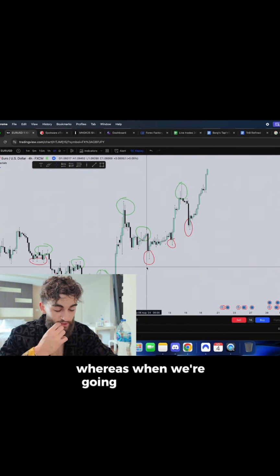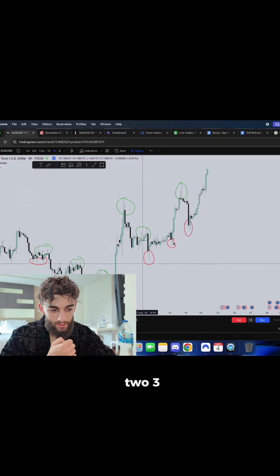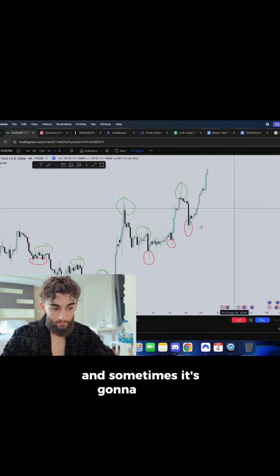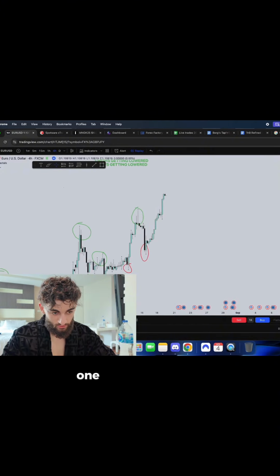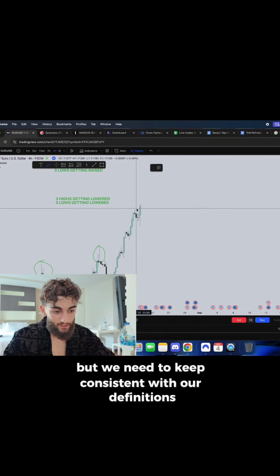Whereas when we're going to try switch to an uptrend, what do we see? We see 1, 2, 3, so we've got the lows, but we just don't get the highs. And sometimes this is going to happen, and we're going to need to wait until we have one more significant high before we can actually count this as bullish, even though price action looks bullish. But we need to keep consistent with our definitions.